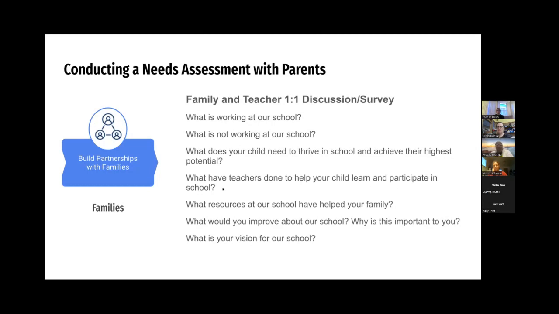The other question is, what have teachers done to help your child learn and participate in school? That's going to help us understand what has been helping. We're then going to ask what resources at our school have helped your family, so that we know what has been really helpful as far as what's already based at the school. And then the last two: what would you improve about our school and why is that important? That's still a through line from the student question.